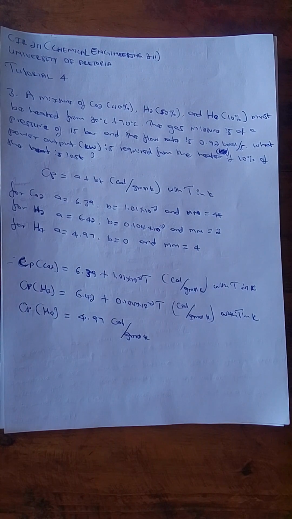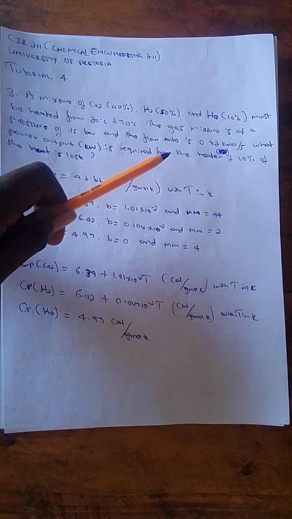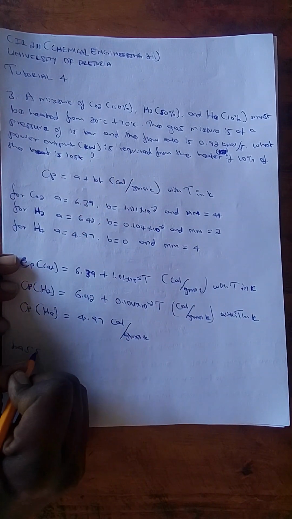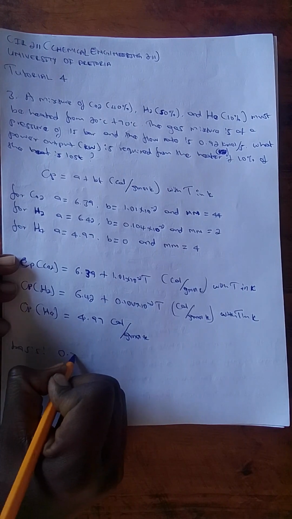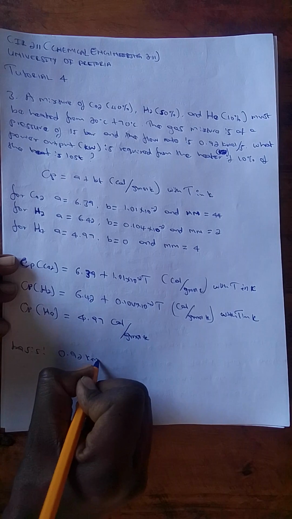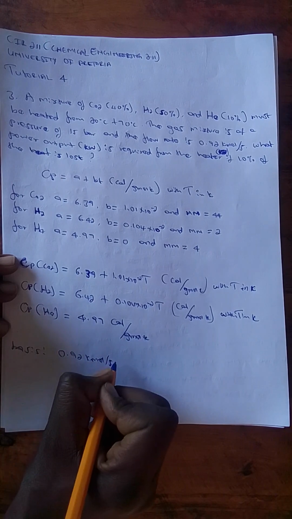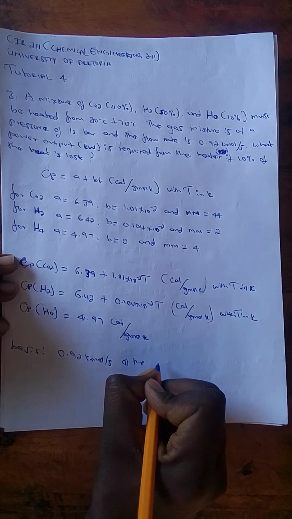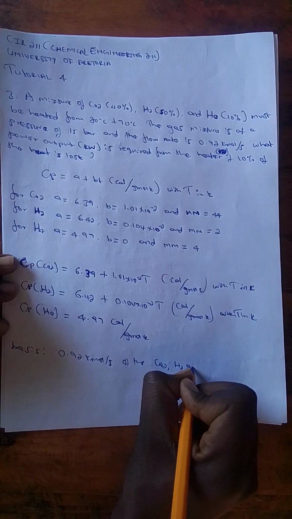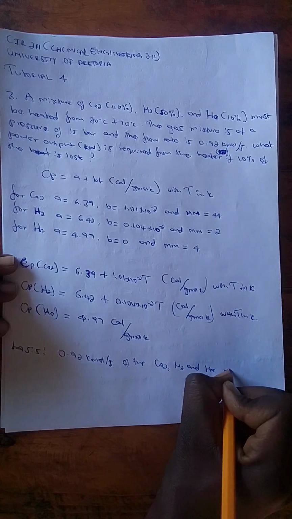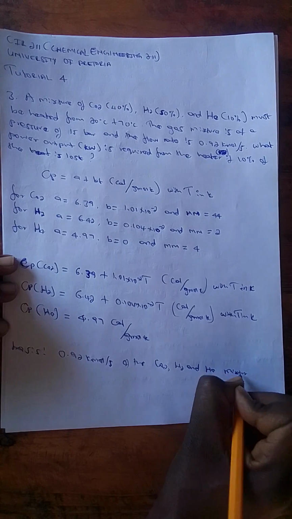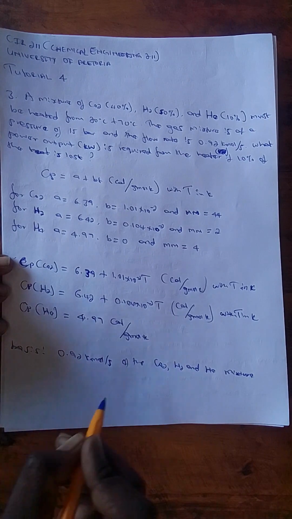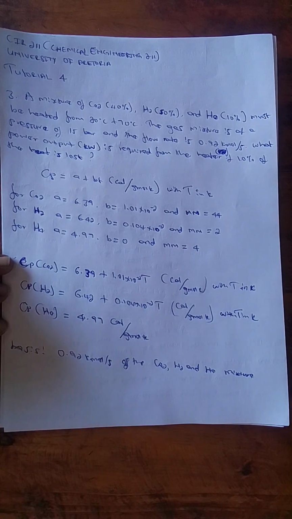An important part is to understand that we are given a flow rate of 0.92 kilomole per second, so we can choose our basis. The basis is 0.92 kilomole per second of the CO2, H2, and He mixture.